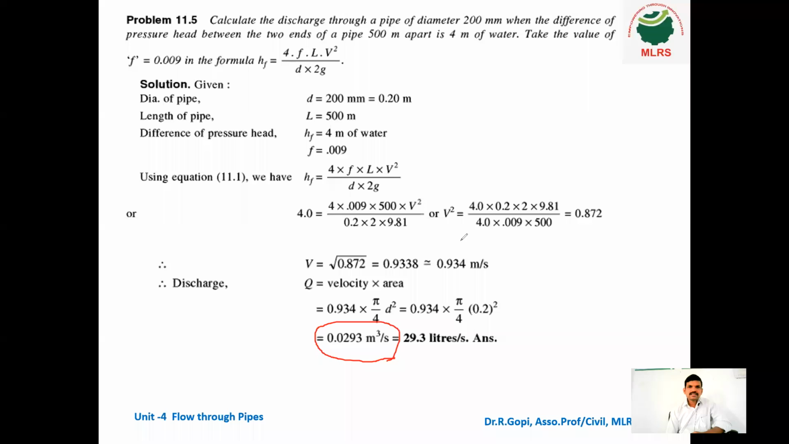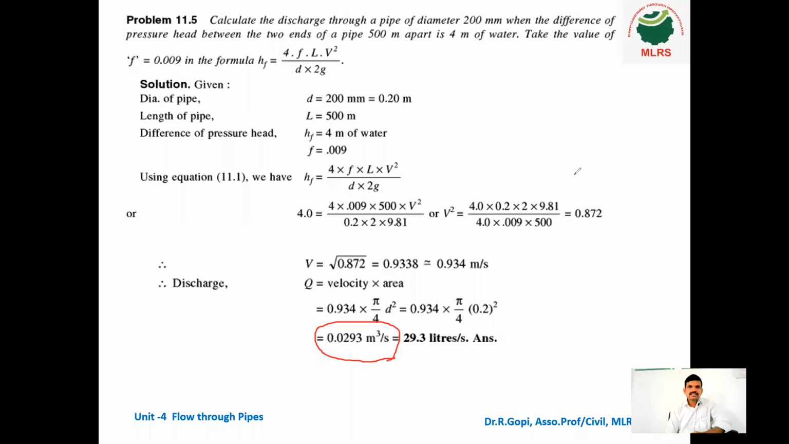But we must express the discharge in terms of liters per second. We know that 1 meter cube is equal to 1000 liters. So 0.0293 into 1000. Finally, we get the answer: 29.3 liters per second. This is the final answer.